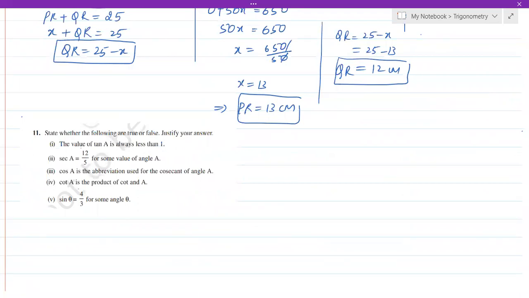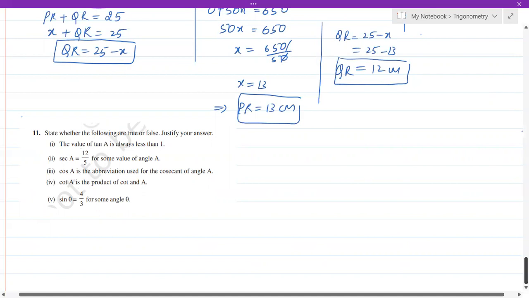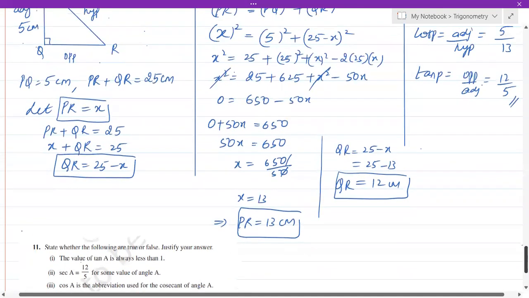That is, it's like true or false. State whether the following statements are true or false. The value of tan A is always less than 1. No, it is not possible. The value of tan A is not always less than 1. It can be greater than 1 also. I'll give you a better example here itself.